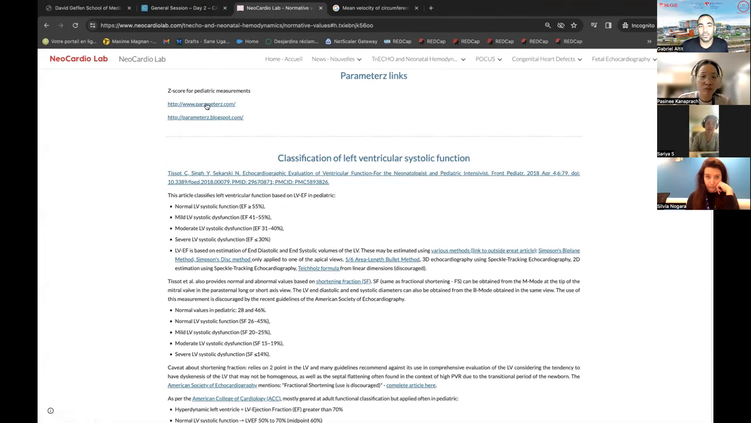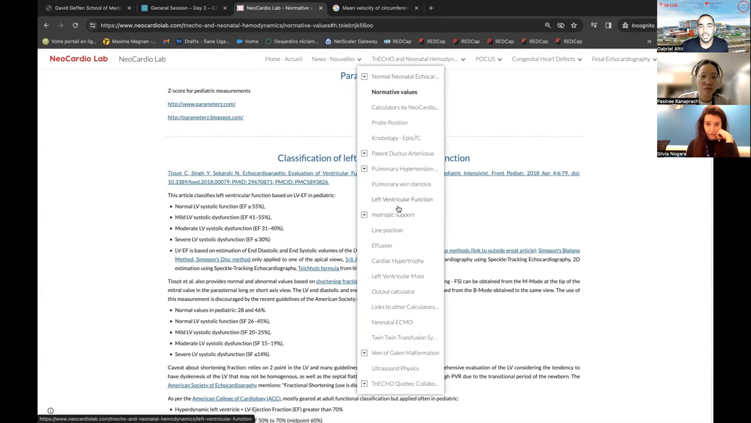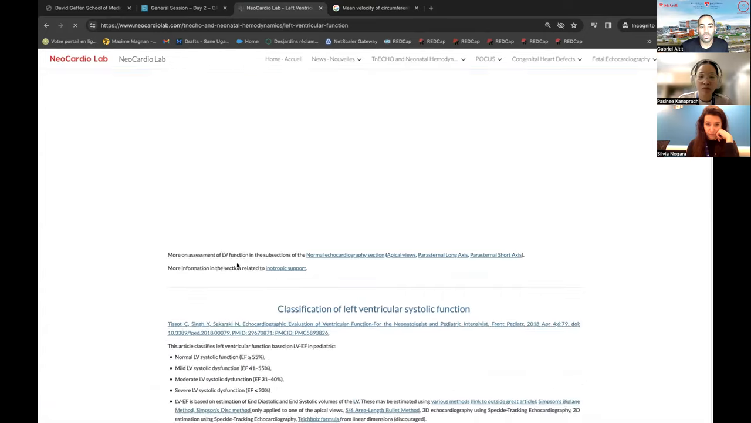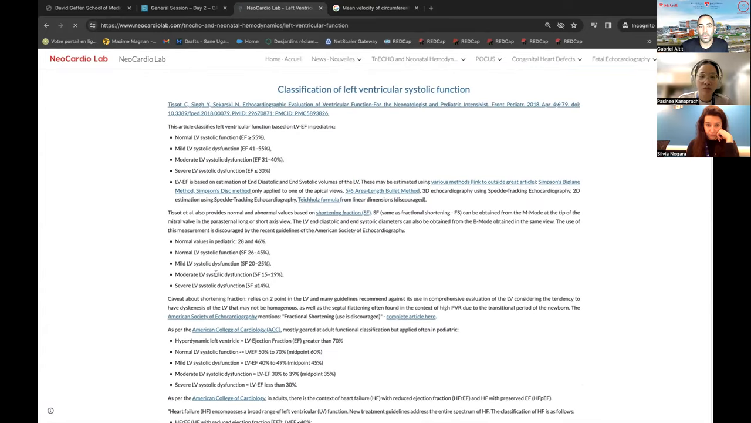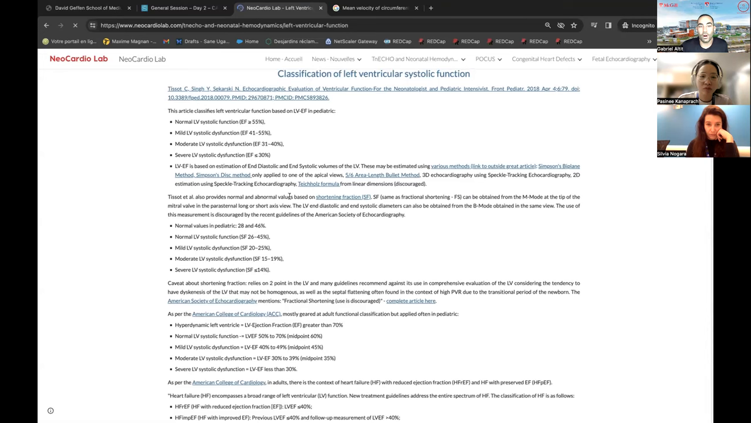And they include banks of Z-score calculation for M-modes of the left ventricle. So for the mass, for example, to tell you if there's hypertrophy or not. There's also a section here on left ventricular function, which provides you information on some of the metrics that we use and the references in neonatology. So for example, if you are measuring shortening fraction, there's different ways of saying, oh, this is normal versus this is abnormal. So I've put one reference where it tells you that if you're between 28 and 46%, you're probably in a normal range, right?